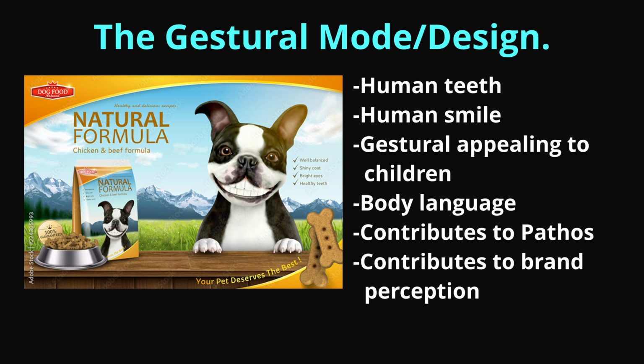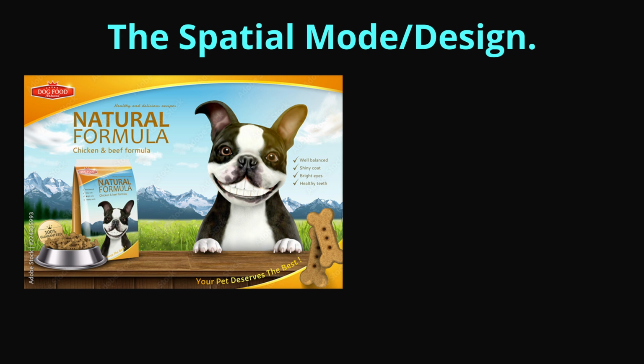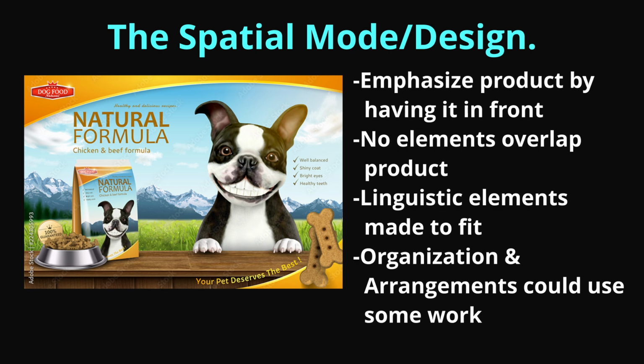Now we move to the spatial mode. I think if in a reflection part or an evaluation part of your essay, and this ad is where I would probably focus, is on the spatial mode. I think the spatial mode is used most prominently to emphasize the product. The bag and the bowl and the close-up shot of the dog food are in front of the border. They're in front of the dog, and they're also in front of the background. None of the linguistic elements overlap with images of the product.